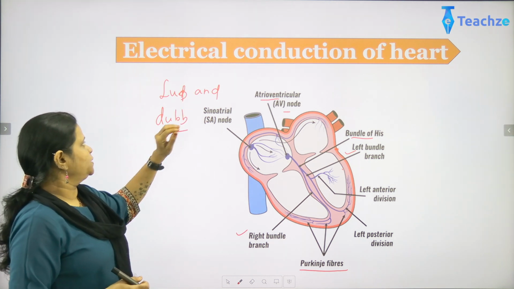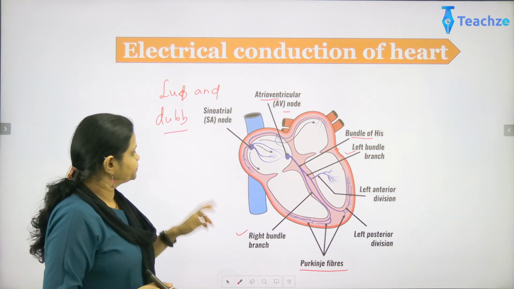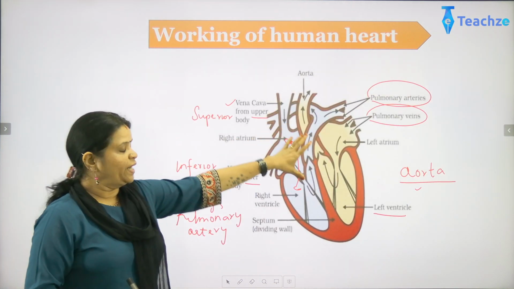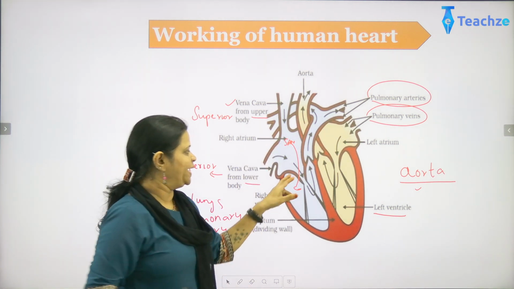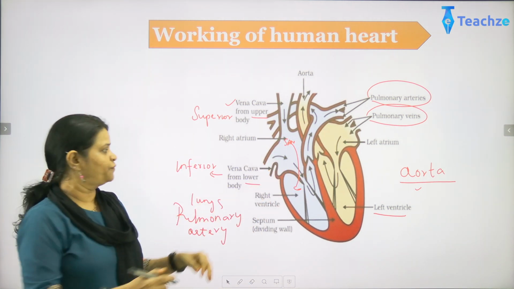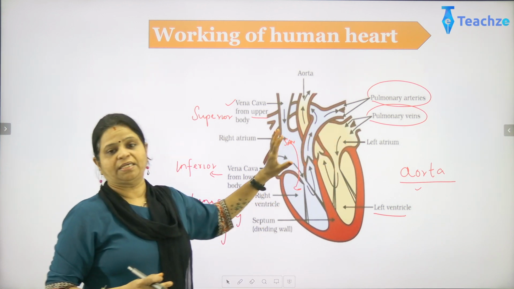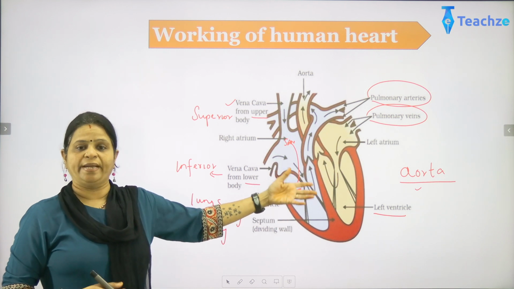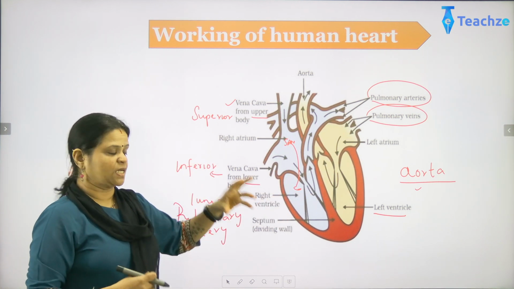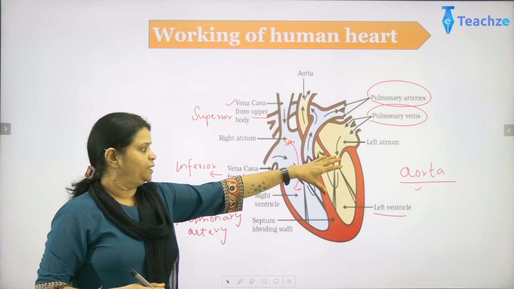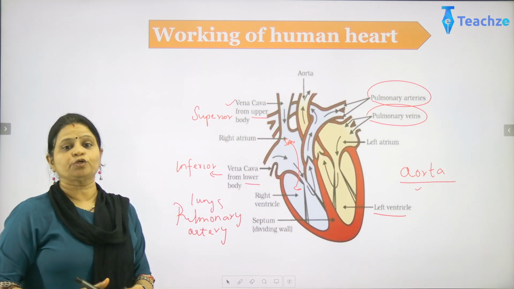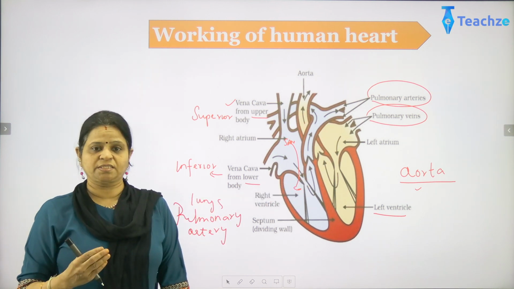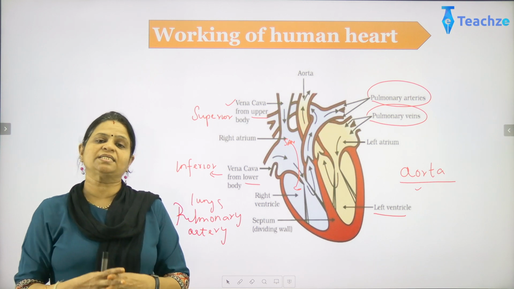So coming to the next one, that is the lub and the dub sound. To understand this, the lub sound initially comes from the closing of the tricuspid valve and the bicuspid valve. Now when these two valves close, once the blood has filled into the ventricles, the first lub sound is heard when the tricuspid and bicuspid valves close at the same time. They all close at the same time. That will be the first sound that is heard in a heartbeat, that is the lub sound.